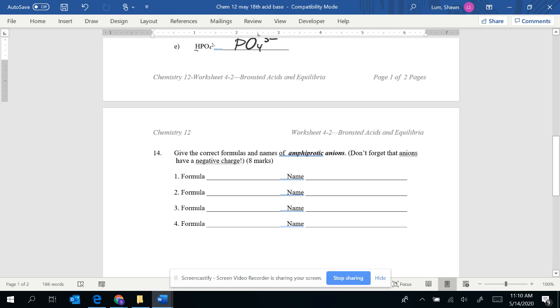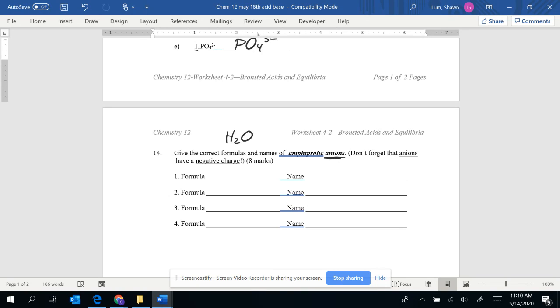Now, give the correct formula and names of amphiprotic anions. Don't forget that anions have to have a negative charge. And the reason why I say amphiprotic anions, because you could write down H2O, but H2O is not an anion because it doesn't have a negative charge. It is amphiprotic, but it is not an anion. Now, this can be a little bit difficult, and I'm going to show you a quick way to do this.